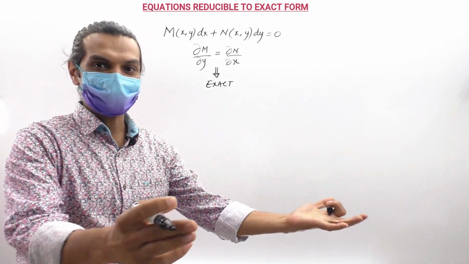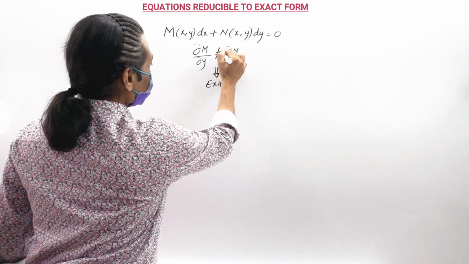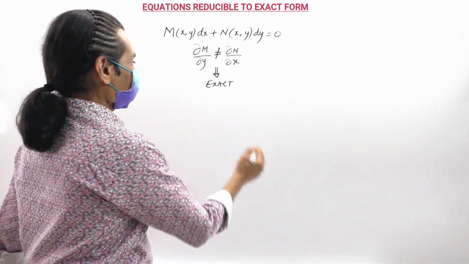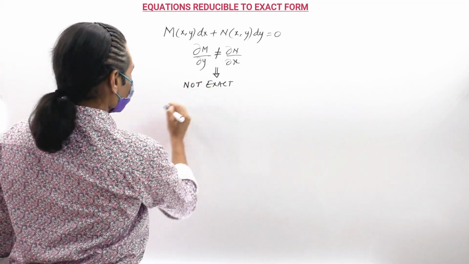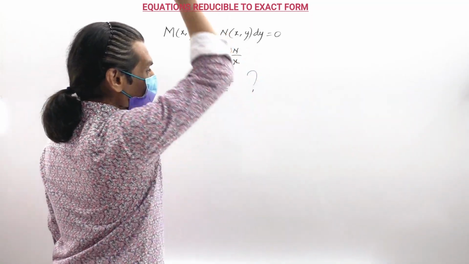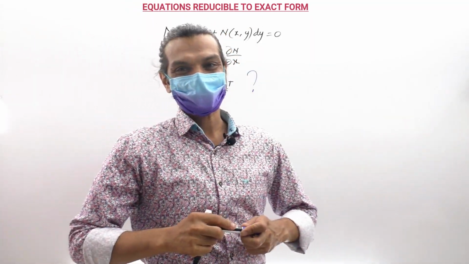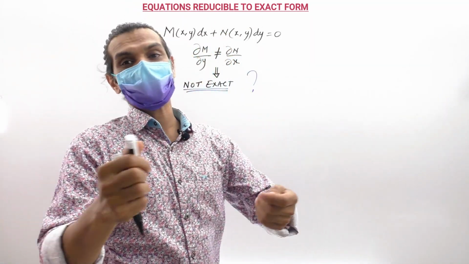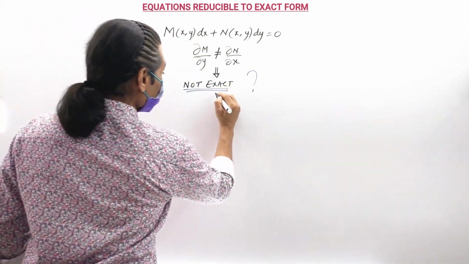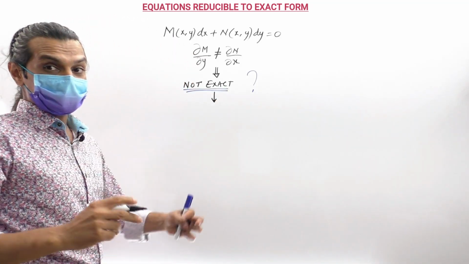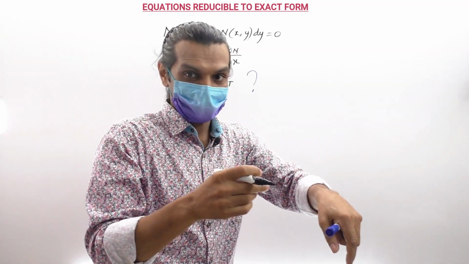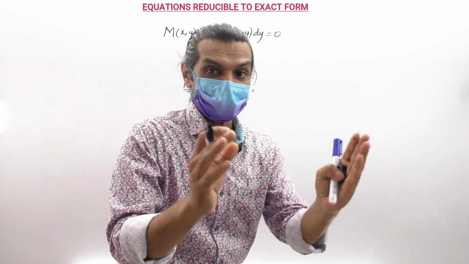But if dou M by dou y is not equal to dou N by dou x, then this is not exact. If it is not exact, then what to do? Such forms are called reducible to exact forms. So to solve, we make it into exact form. That is why we call it reducible to exact form. How we do it? There is a very simple method here, understand it.